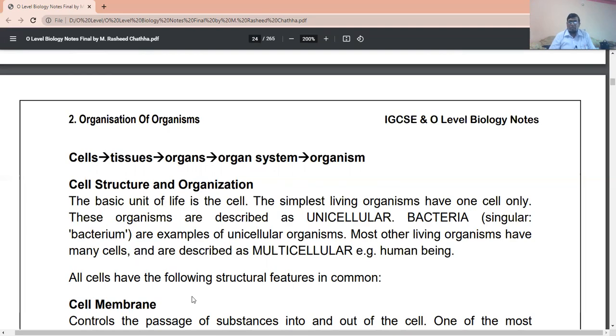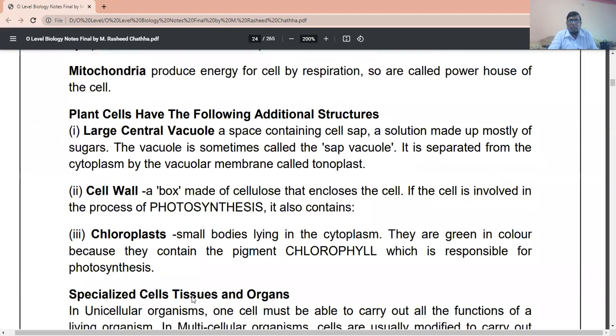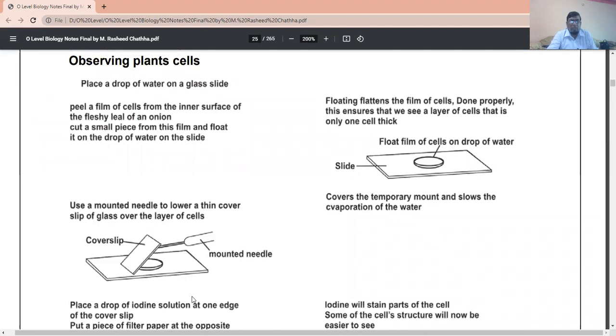Next, my dear students, how can we observe animal and plant cells, especially the plant cells, under a microscope? They can be observed in such a way. First of all, take a clean glass slide, then take about 1 centimeter square of onion epidermal layer, which should be spread on the glass slide.